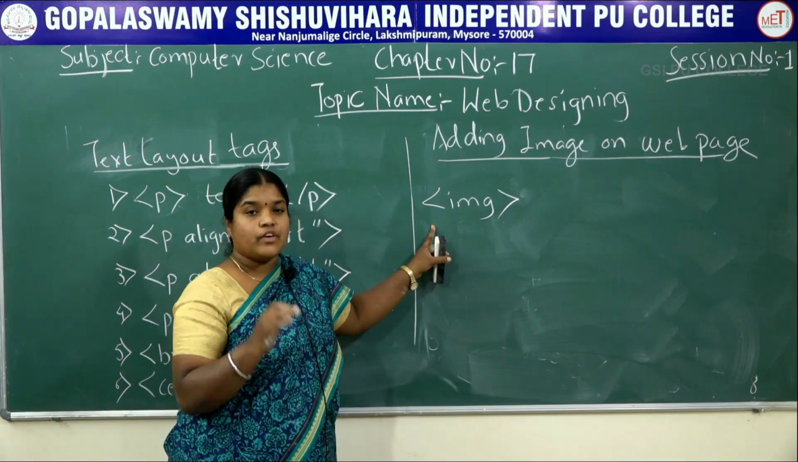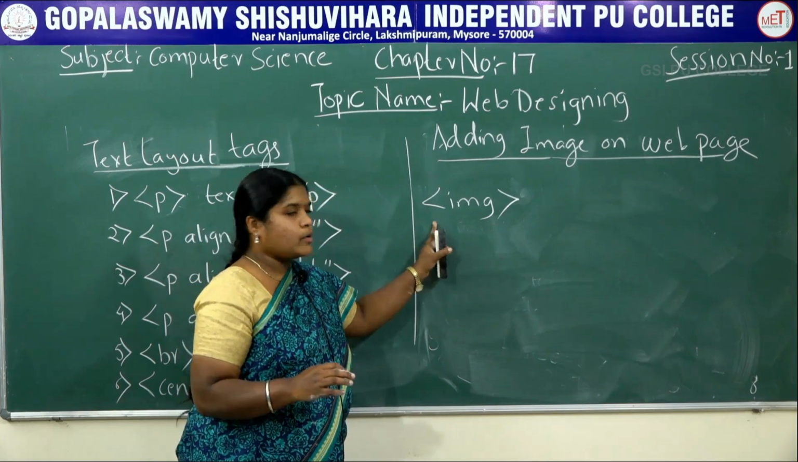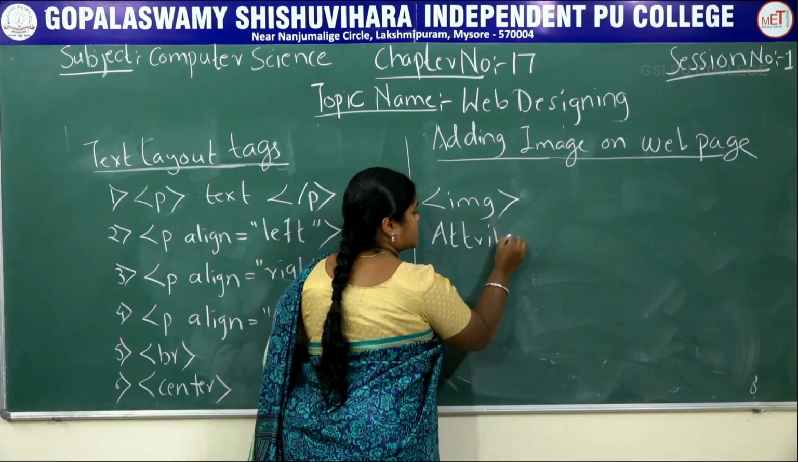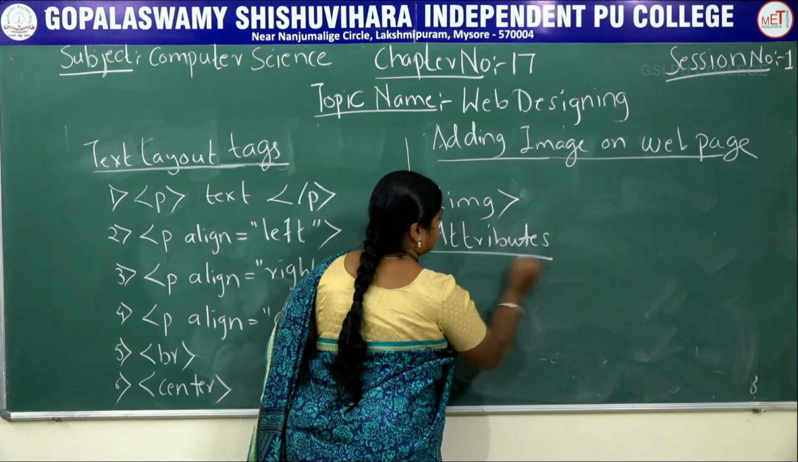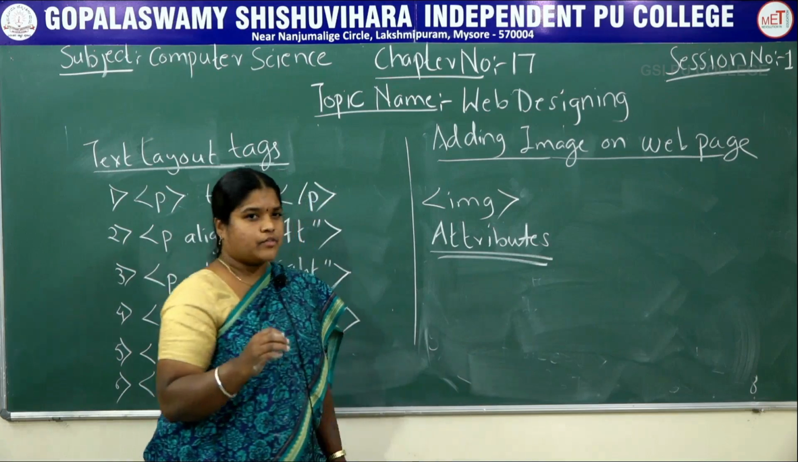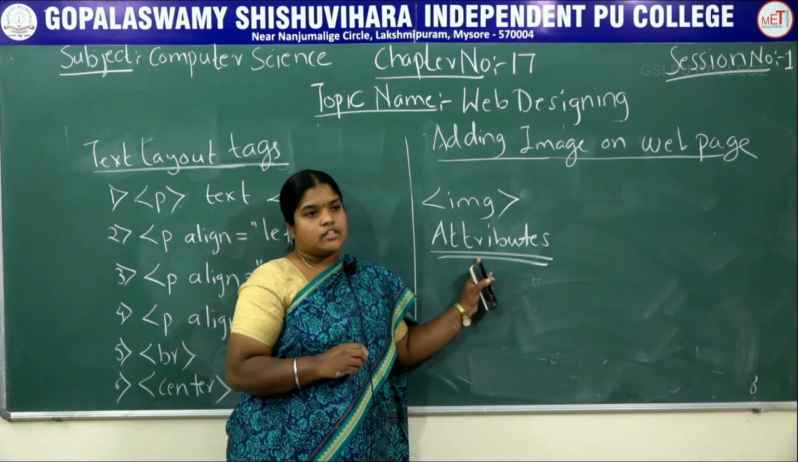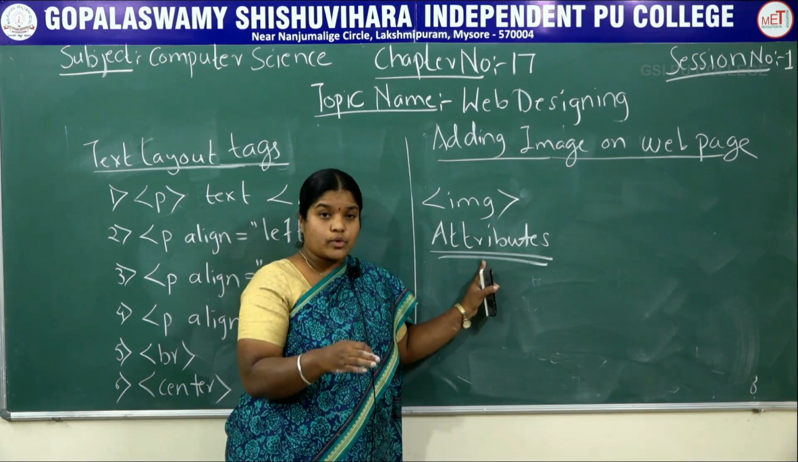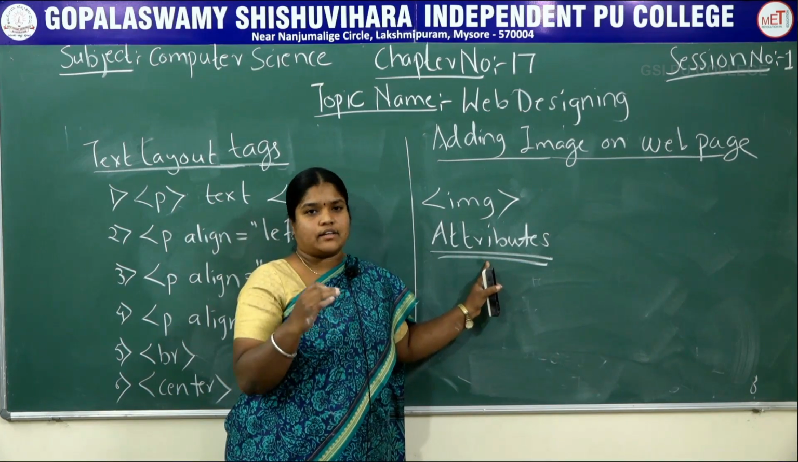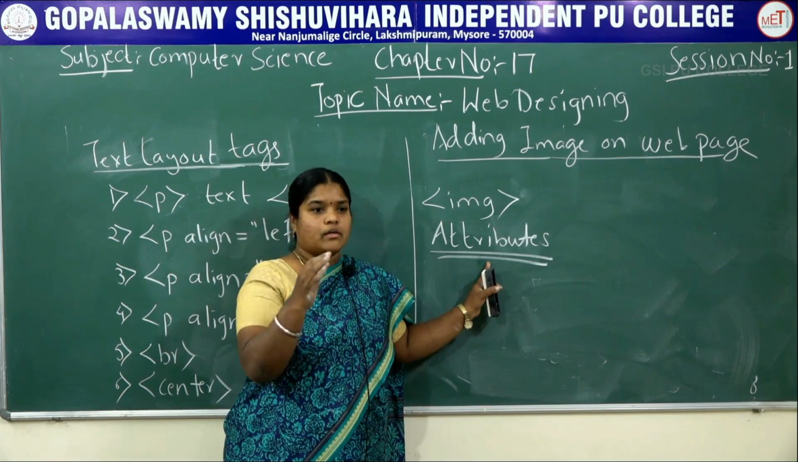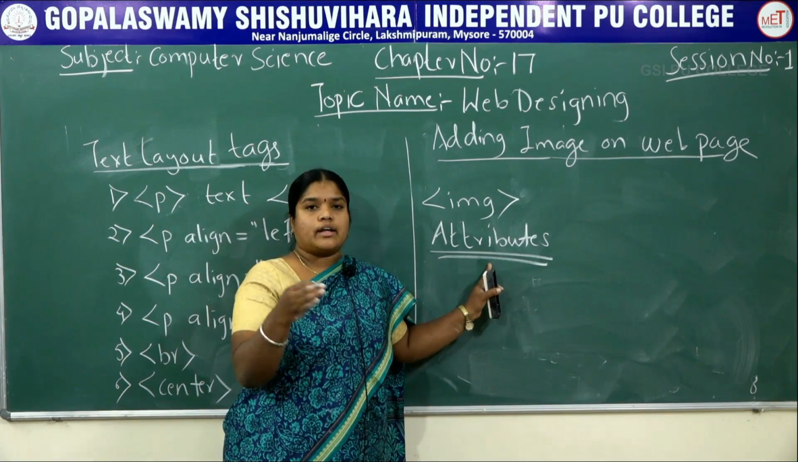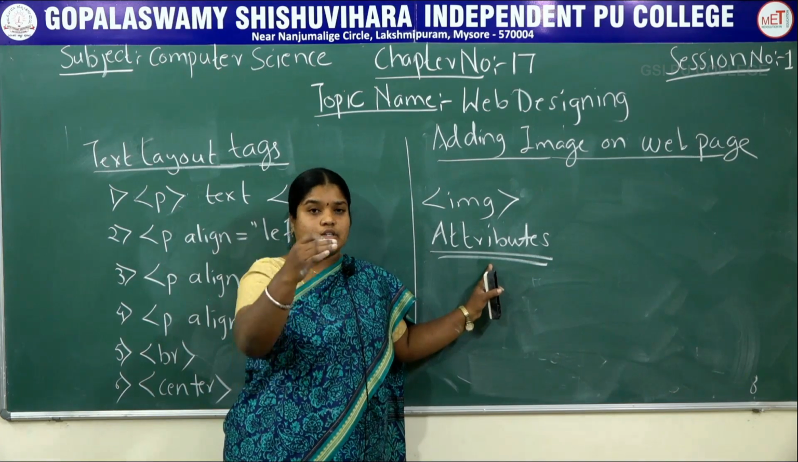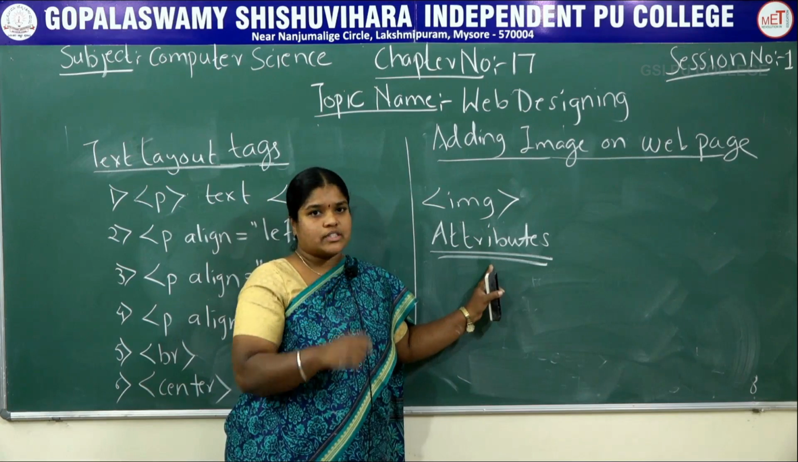With img we are going to use some of the attributes of img tag. Let's see what are the different attributes of img tag. First of all, what do you mean by attribute? Suppose I want to store students' information. What are the different details I can store? I can store student number, student name, his contact number, his address, what are his combinations, and so on. So that is how I am storing students' information.